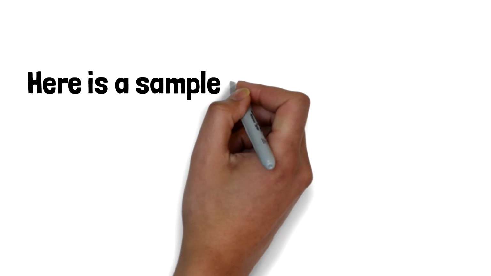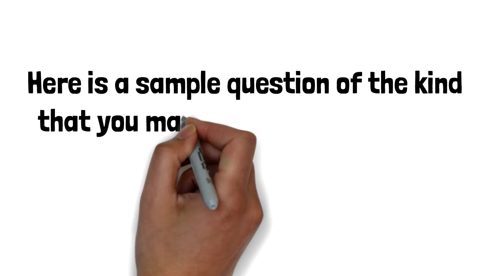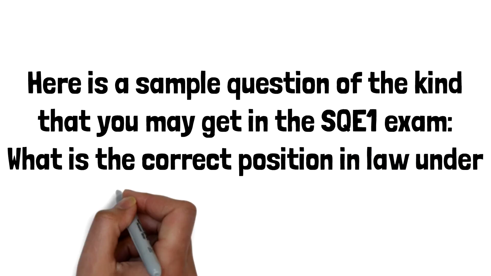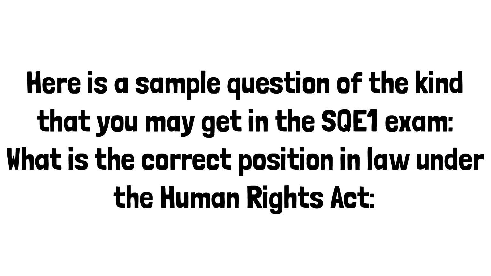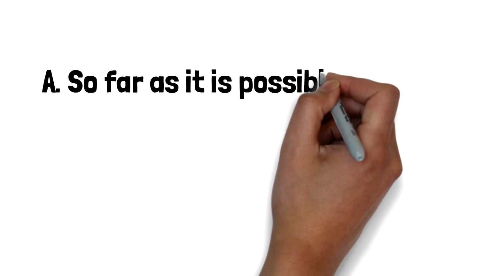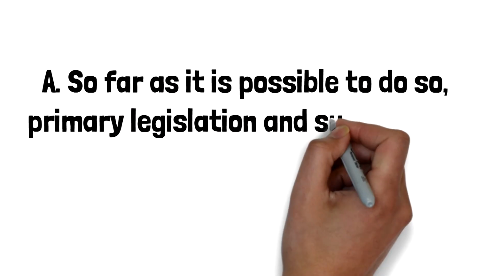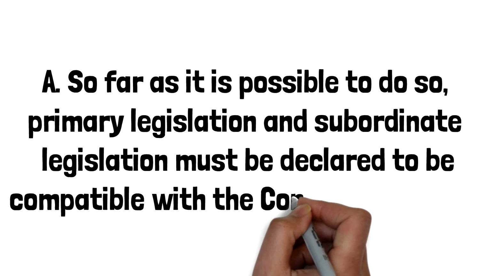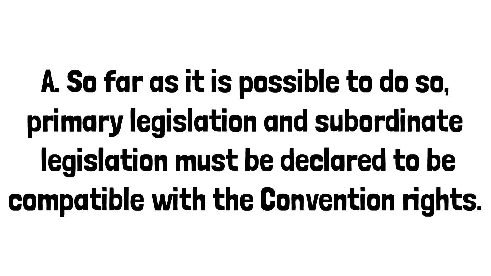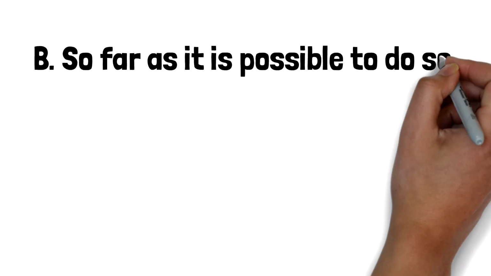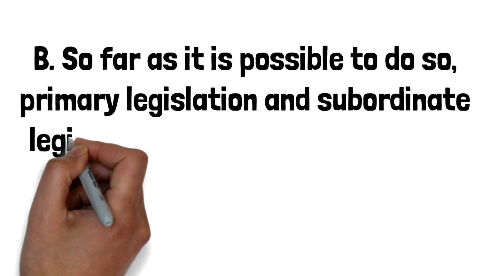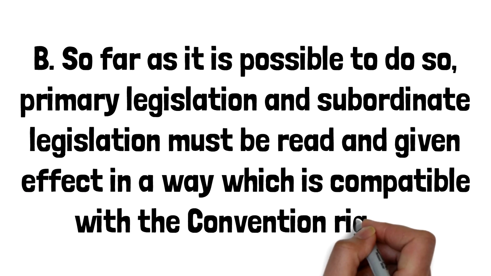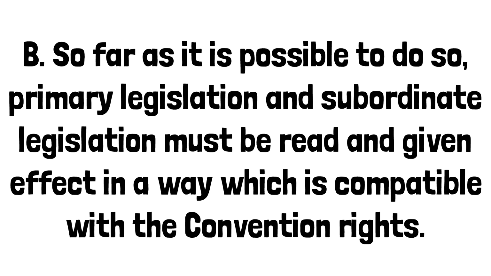So here is a sample question of the kind that you may get in the SQE1 exam. What is the correct position in law under the Human Rights Act? A. So far as it is possible to do so, primary legislation and subordinate legislation must be declared to be compatible with the Convention rights. B. So far as it is possible to do so, primary legislation and subordinate legislation must be read and given effect in a way which is compatible with the Convention rights.